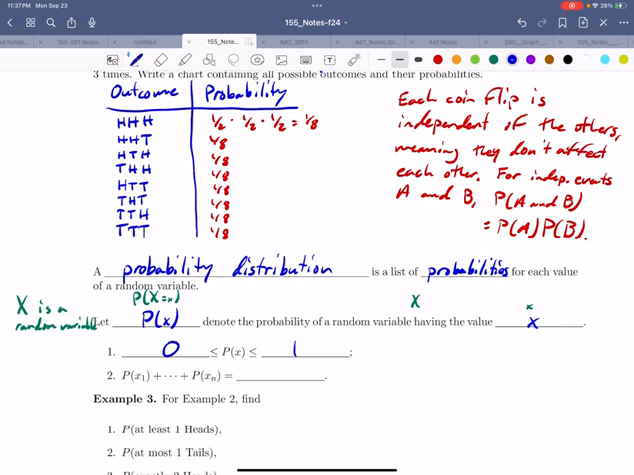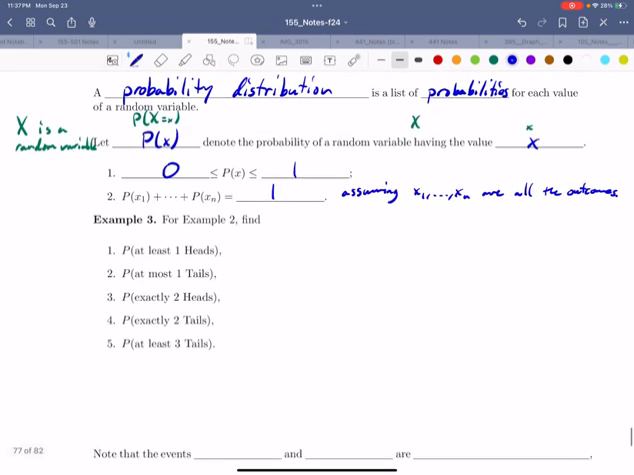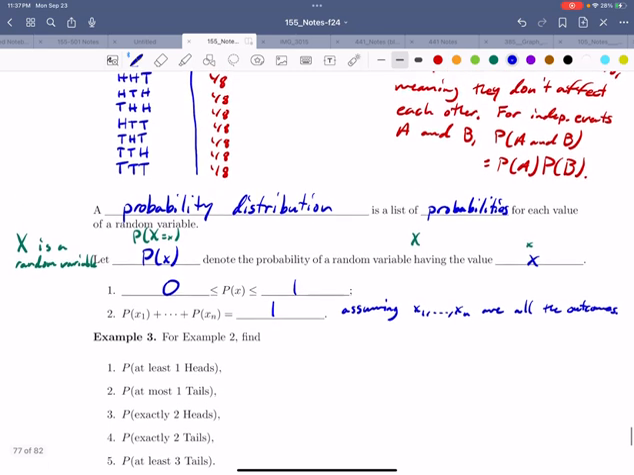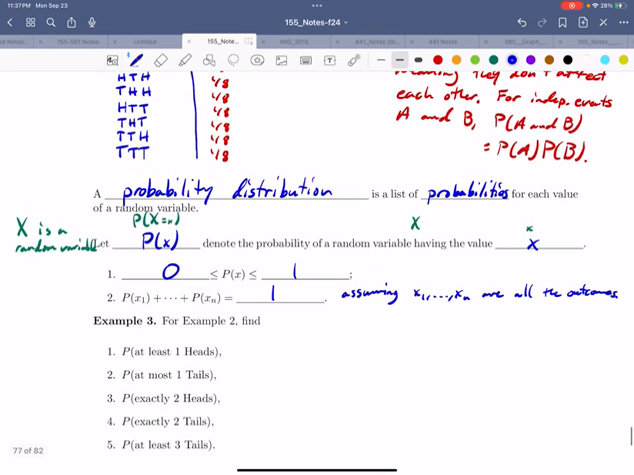We should know that the probability of all the events equals 1, assuming x1 through xn are all the outcomes. All right. So for example, let's find the probabilities of a couple of events. Each of these is an event. The probability of at least one heads.